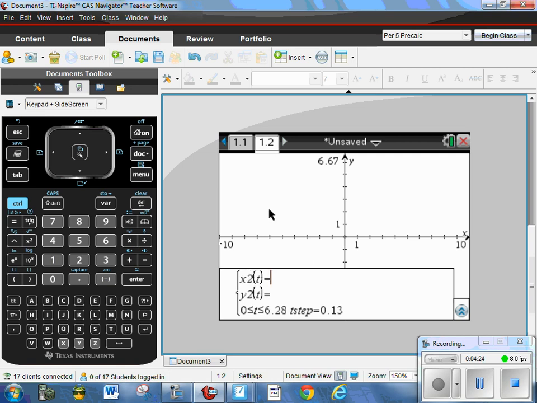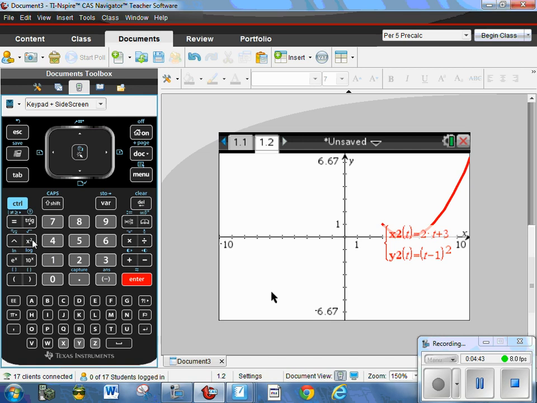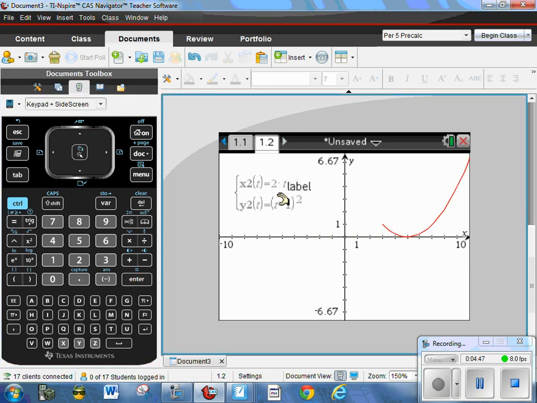And I'm going to type in 2t plus 3 and t minus 1, the quantity squared. And if I push graph, or push enter now, I get a graph. But notice, it's not the whole graph. It's not the graph that you saw before. It's only part of the graph.